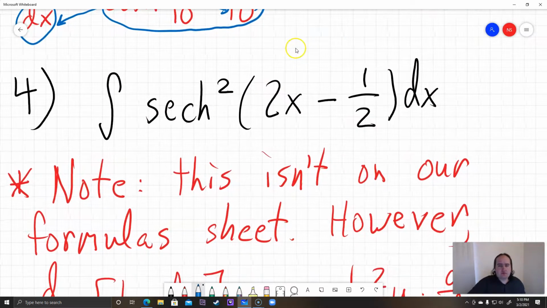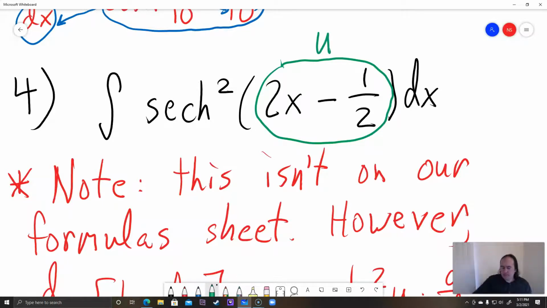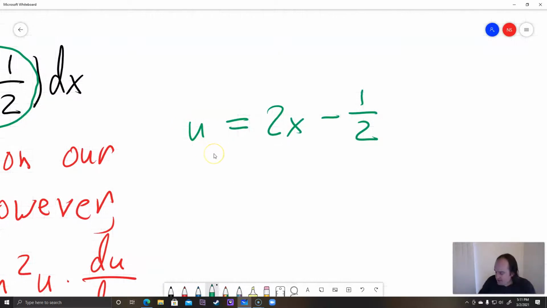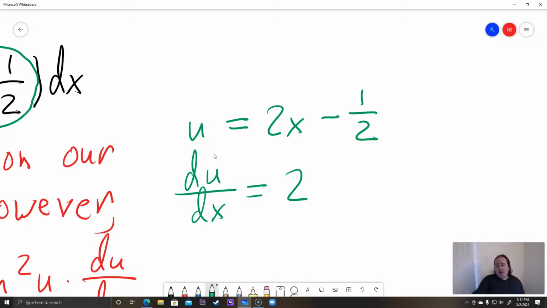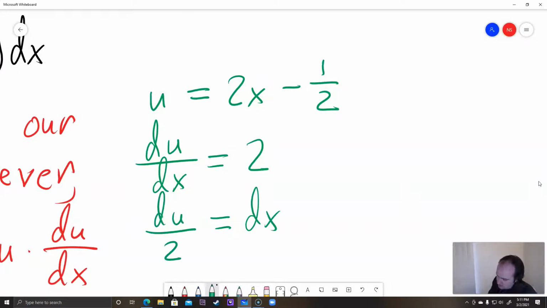And then here we want to rewrite 2x minus 1/2 as u, because that's the inside of our composite function. So we're going to let u equal 2x minus 1/2. Then du dx is going to be the derivative of this, so du dx equals 2, because the derivative of 2x is 2, and the derivative of a constant is 0, so this negative 1/2 just goes away. If we isolate dx here, multiplying both sides by dx and dividing both sides by 2, we get dx on the right side and du over 2 on the left side.